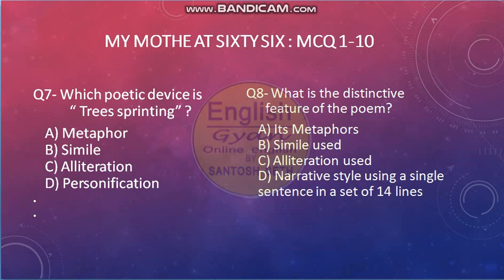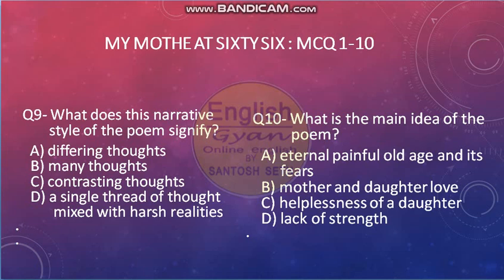Question number 8. What is the distinctive feature of the poem? A, its metaphors, B, its similes, C, its alliteration, or D, narrative style using a single sentence in a set of 40 lines. Guess and tick. The next question is question number 9. What does this narrative style of the poem signify? A, differing thoughts, B, many thoughts, C, contrasting thoughts, or D, a single thread of thought mixed with harsh realities.